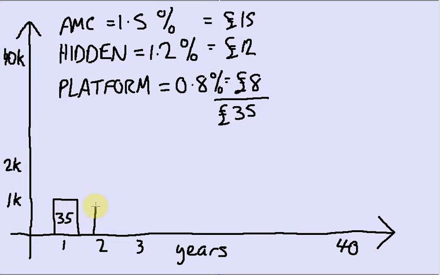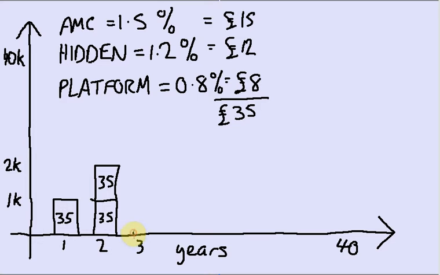Now in the next year, obviously I've still got my £1,000 there. It might have gone up, it might have gone down due to investment return, but we'll just put that £1,000 there. Then I'm going to put another £1,000 in my pension fund, and I'm going to pay £35 in fees on that £1,000. I'm also going to pay £35 in fees on the £1,000 I put in year one.